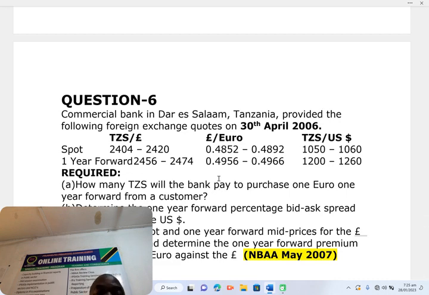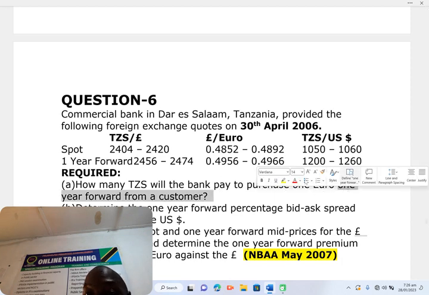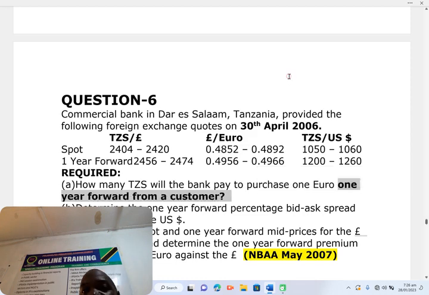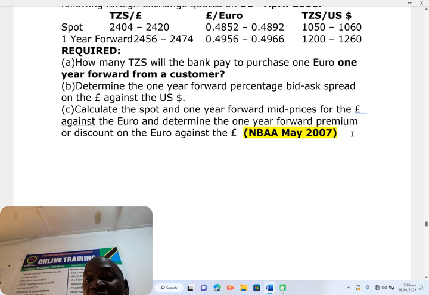Okay. Let us see. Our question is, how many Tanzanian shillings will the bank pay to purchase 1 euro 1 year forward from a customer? Now let me give you one thing very important here. The first issue is that you have to simplify the bank quotation as stated earlier. So I would like to make this one of the exercises so that you get started. For example, solution here.